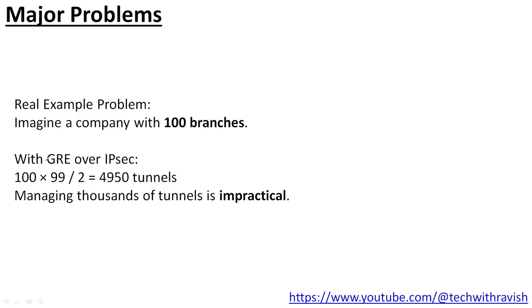We already told you that the total tunnels will be n into n minus 1 upon 2. Like for 100 branches, if we have 100 branch offices, we need to create 4,950 tunnels, and it is not possible to manage these thousands of tunnels separately.